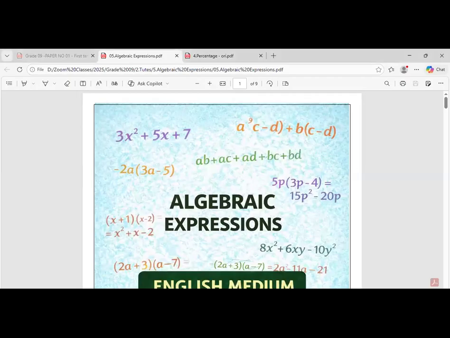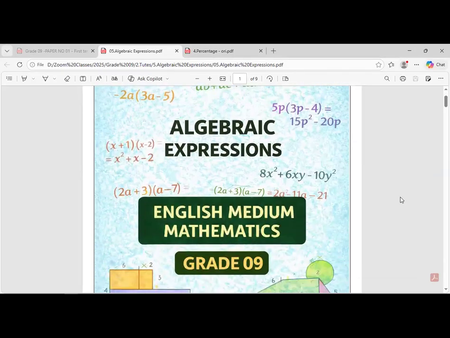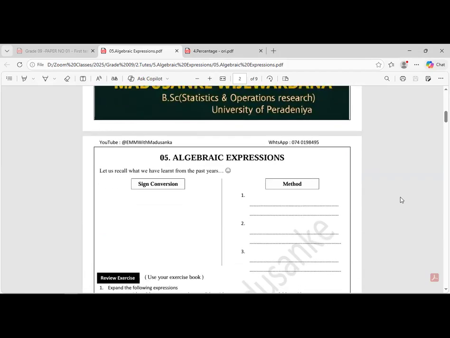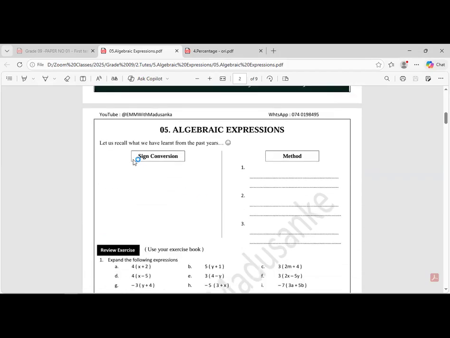Right, brother? This is the new lesson now, right? Algebraic expressions. Make it easy, right? You only have to know the sign conversion and the method that I am going to give you. If you can remember the sign conversion and this method, you can do any of the questions, right? No need to worry at all.